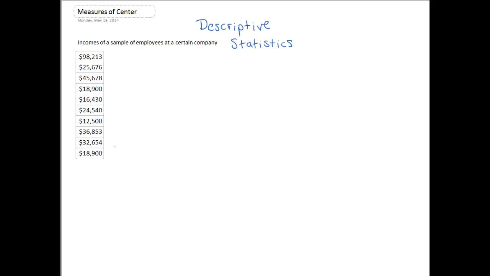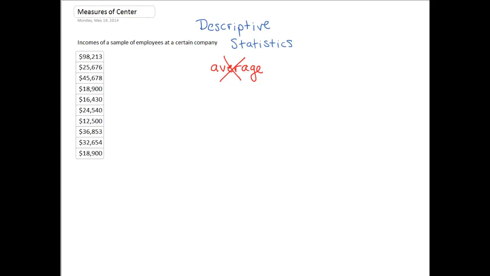Now, we probably would not want to just give the whole list to a person, especially if our data set was very large, maybe hundreds or thousands of salaries. So we have to come up with some sort of way to describe the incomes without having to look at all of the data. What we're really looking at in this section is what we would normally think of as the average.